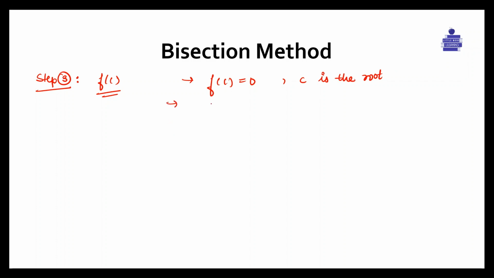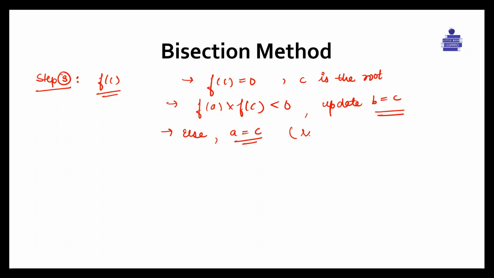Second, if f(a) times f(c) is less than 0, then we update b equals c, as the root is in the left half. Else, we update a equals c, as the root is in the right half. If b equals c, the root is in the left half. If a equals c, then the root is in the right half respectively. Step number 4 is to repeat the steps until the desired accuracy is reached.